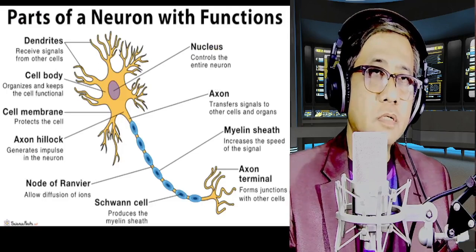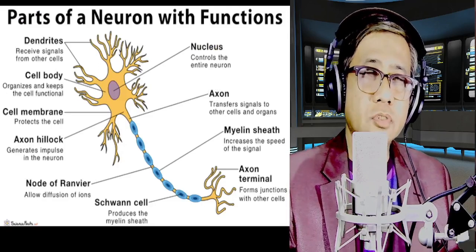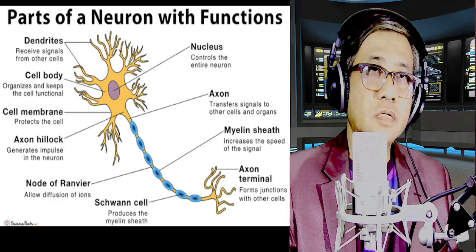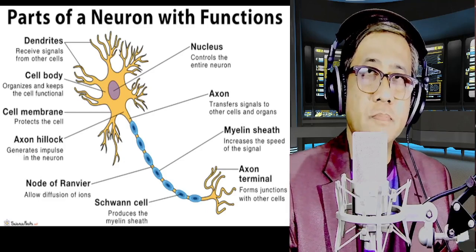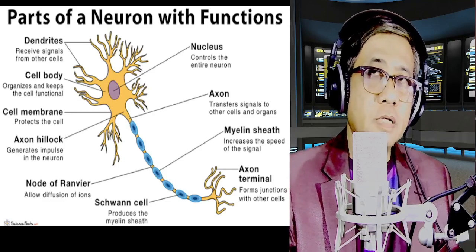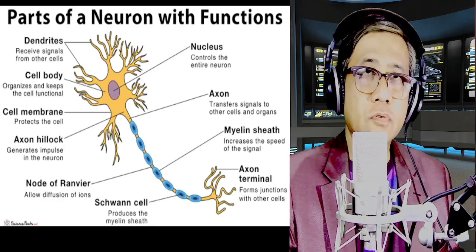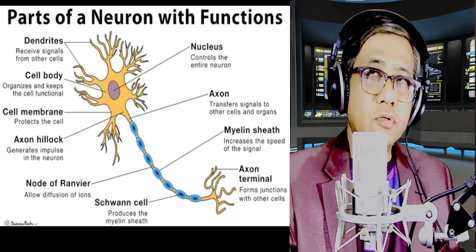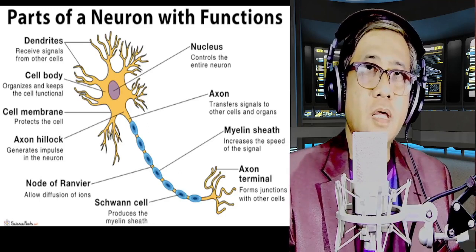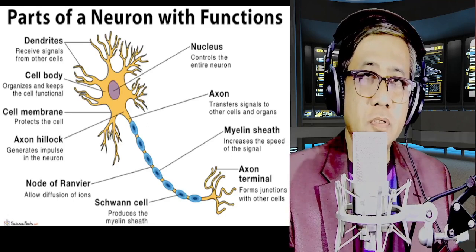So we have here the cell body. The cell body is surrounded by those branching structures called dendrites. These dendrites receive signals from other cells. Then attached to these dendrites is the cell body or soma that organizes and keeps the cell functional with its nucleus that controls the entire neuron. And attached to the cell body or soma is the axon that transfers signals to other cells and organs.